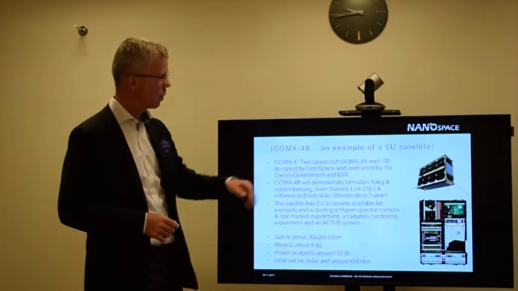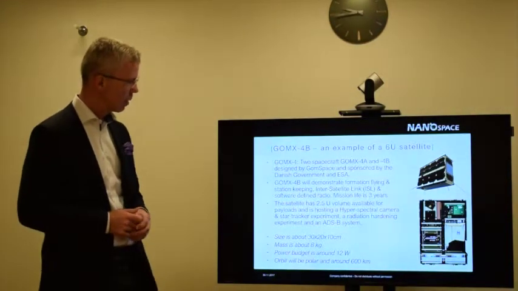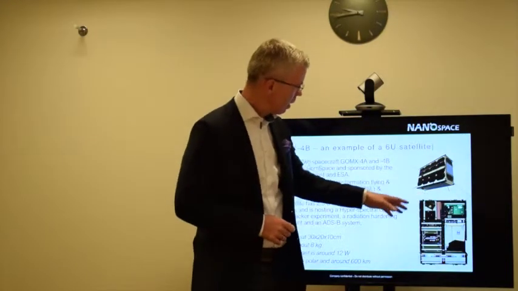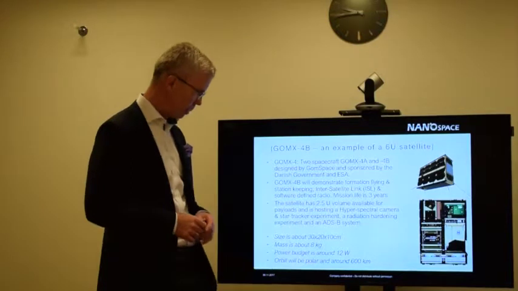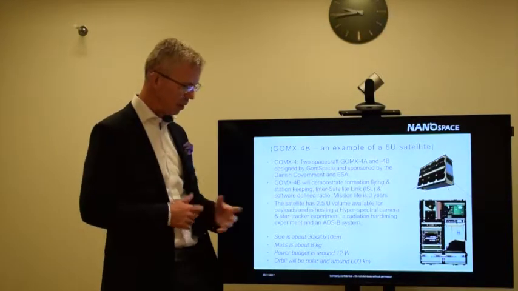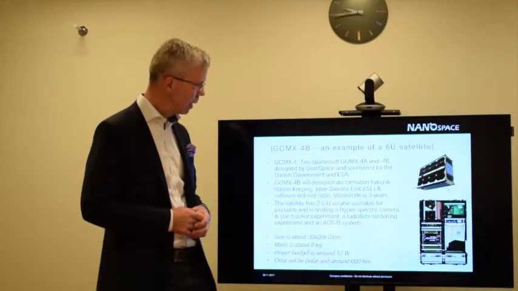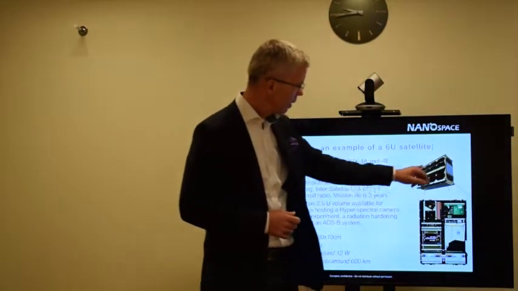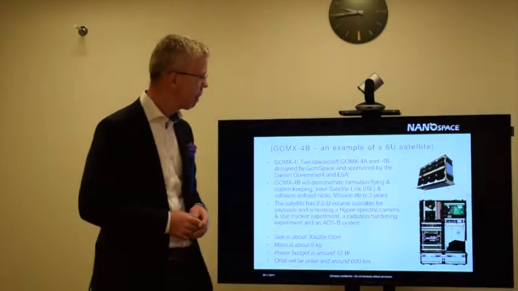This is the GOMX-4B satellite, which is a 6U CubeSat. Looks like this. The size is roughly 30 by 20 by 10 centimeters. It weighs some 7-8 kilograms. And it has solar panels mounted on all faces on the body.